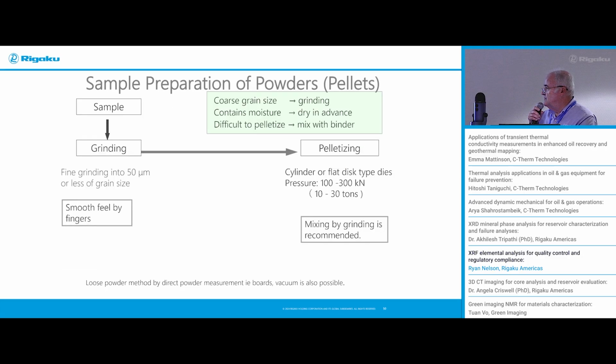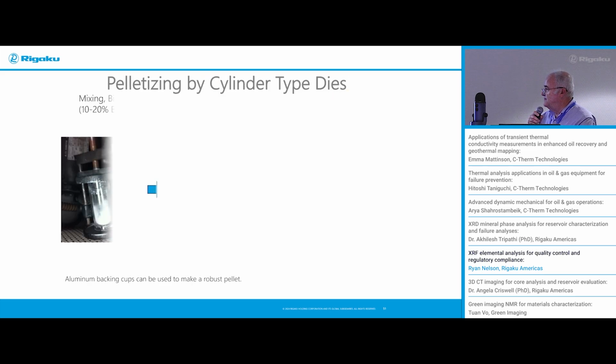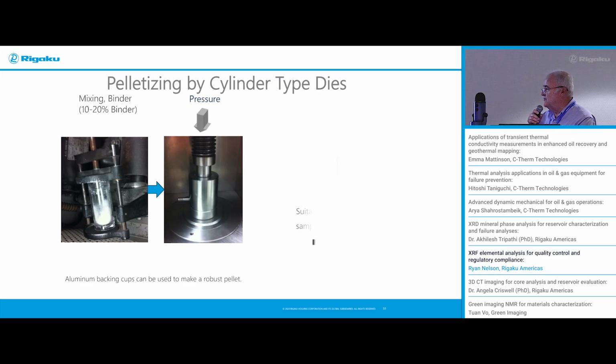And sample preparation, right? Mixing with a binder. So typically high silica don't require it, but if you have to add a binder, it's usually 10%, 10 to 30%, and that's compensated for in software. And then 20 tons as far as compression. And we typically use a cylinder die.